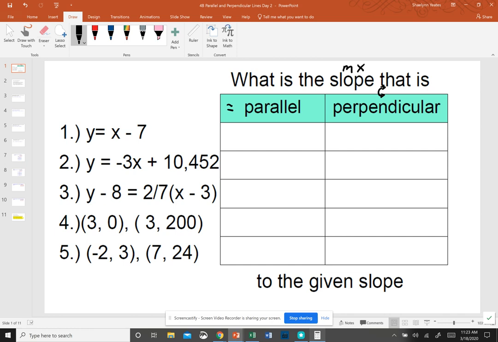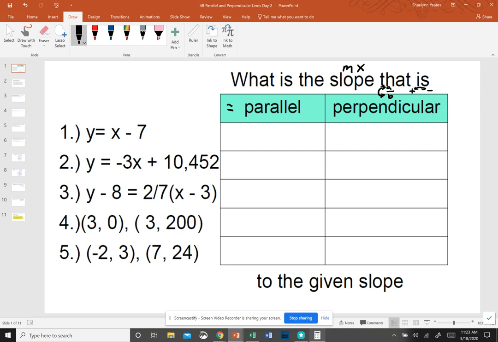It's the number in front of the x when there's no other x's. That's the thing I should tell you. So perpendicular, they are flipped over. If there's a fraction, a over b, they are flipped over, and then you flip the sign. So if it was positive, make it negative. If it was negative, make it positive.